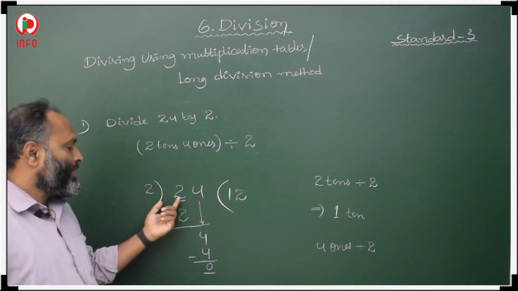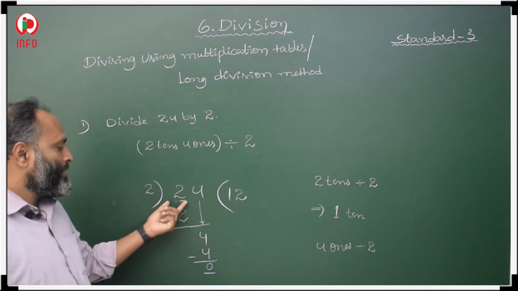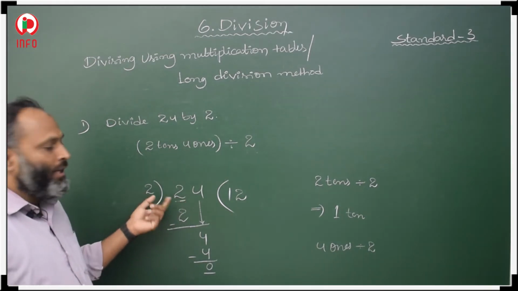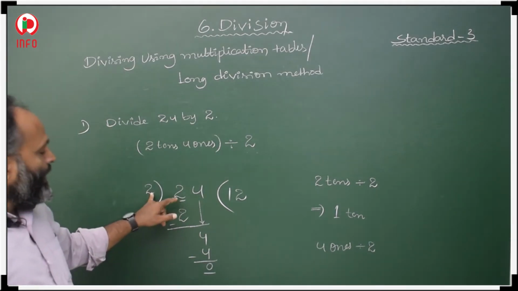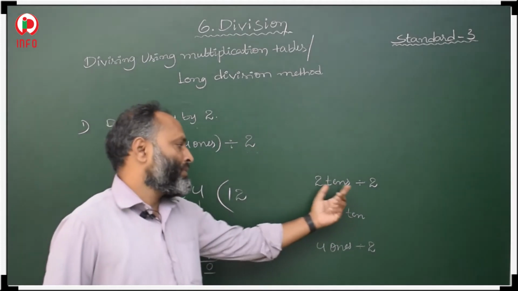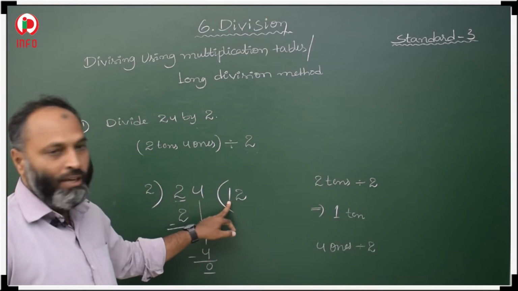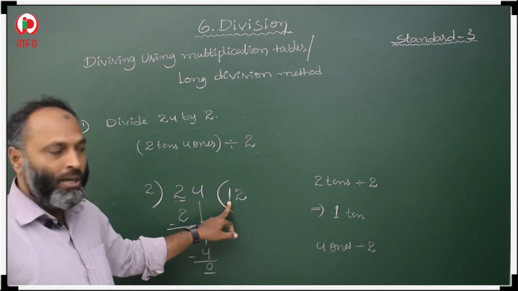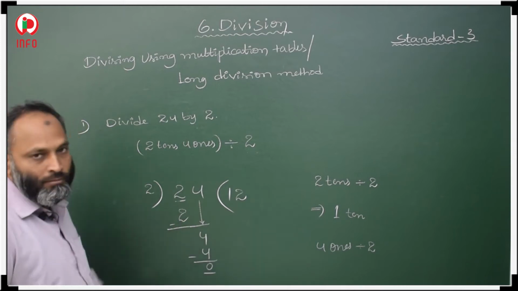First we have to divide this 2. So 2 and this divisor, we have to compare this 2 with the divisor. These two are equal. First we have to divide 2 tens by 2. Where will you get 2 in the 2 table? 2 ones are 2. That one we have to keep in the quotient place. 2 ones are 2, 2 we have to write here.